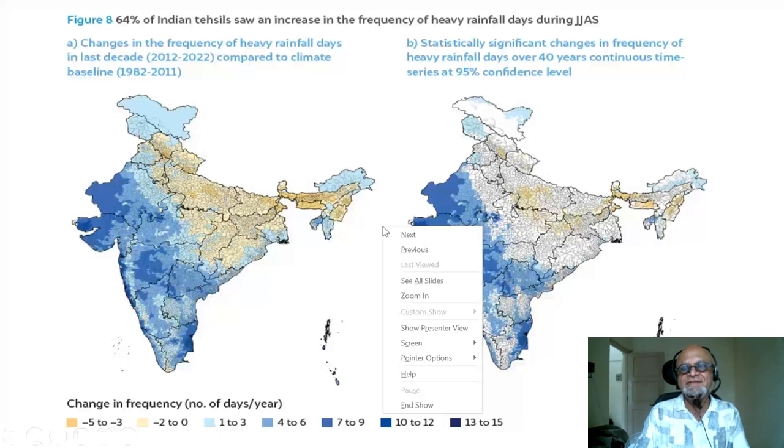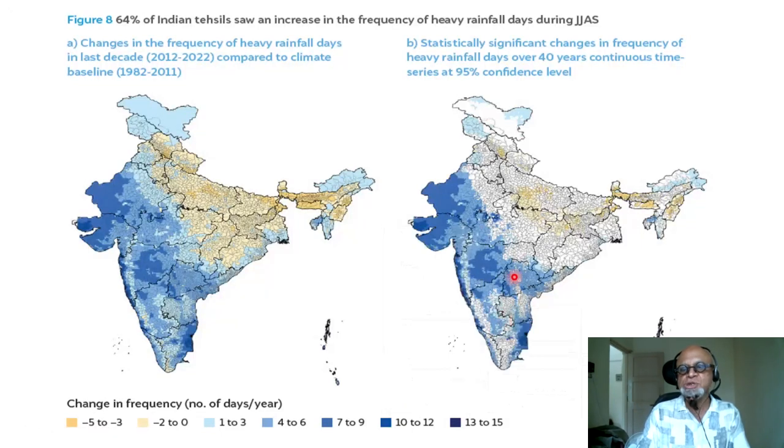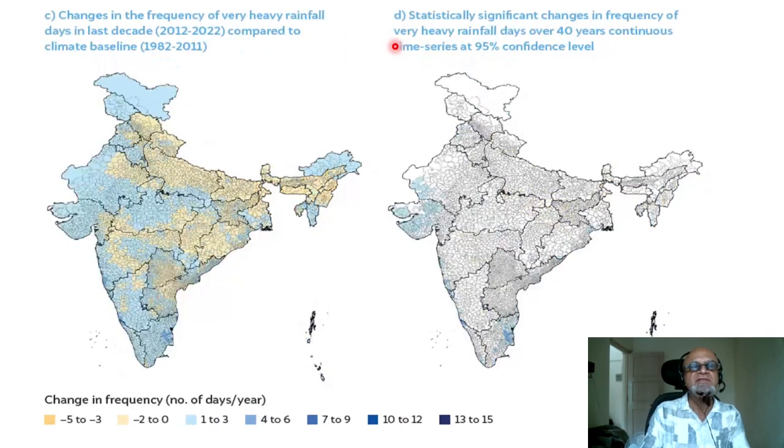So the first two maps are last decade's change and 40-year trend in heavy rainfall days during JJAS. 64% of the Indian tehsils saw an increase in the frequency of heavy rainfall days during JJAS, whereas this is very heavy rainfall, so changes in the frequency of very heavy rainfall, and this is the 40-year trend.